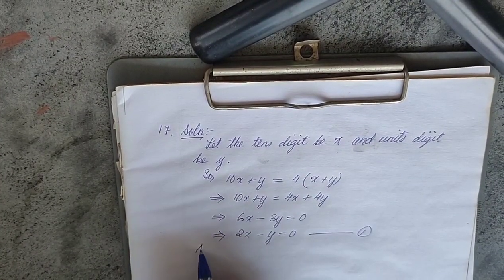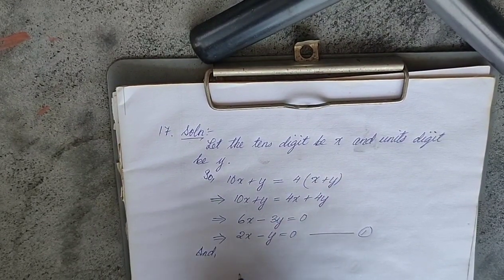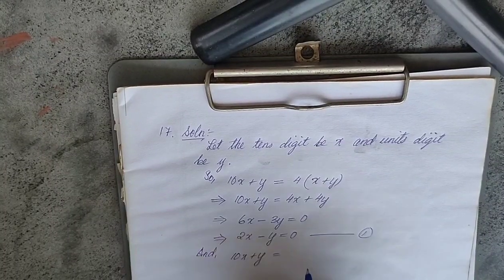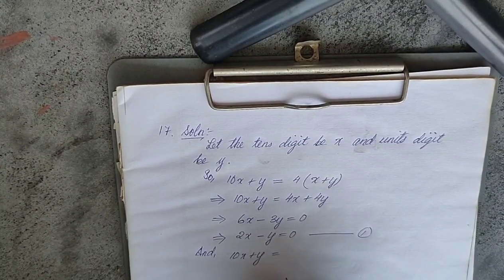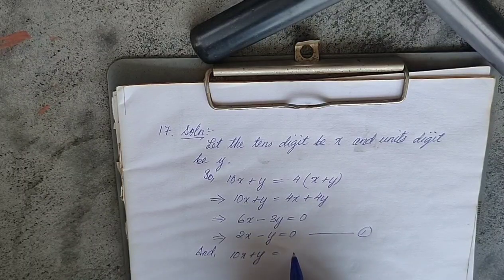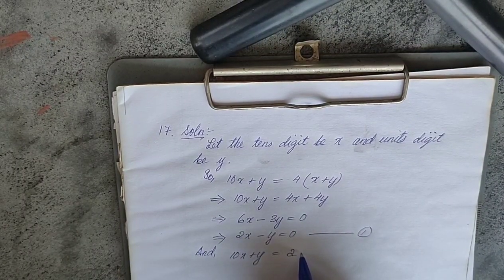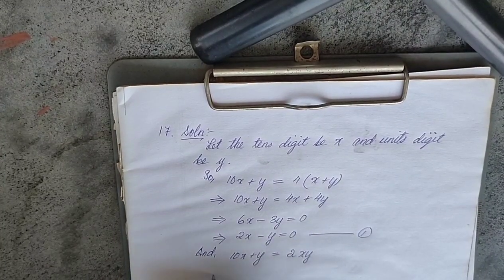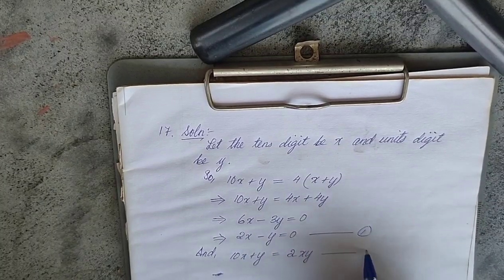Now the two-digit number 10x plus y is twice the product of its digits. Twice the product of its digits is 2 times x into y. This is equation 2.